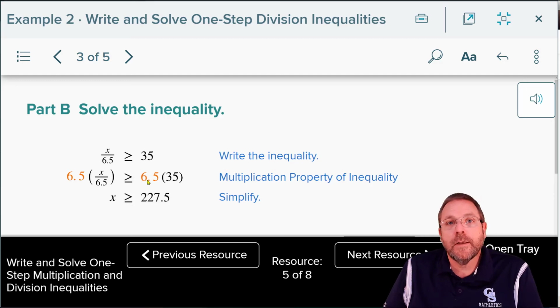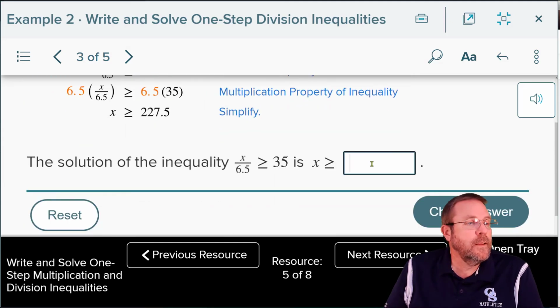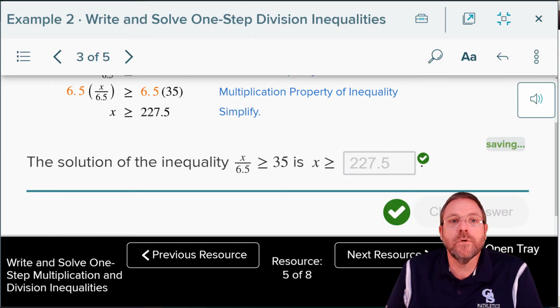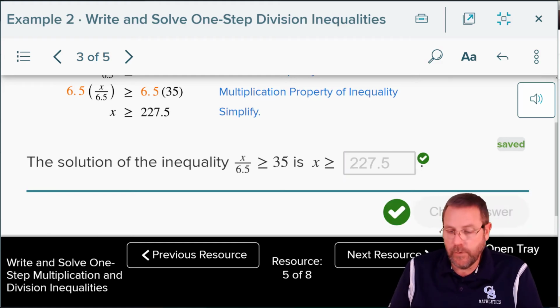And on the right-hand side, 6.5 times 35. That gave them 227.5. So what does that mean? That means x, also known as the total amount of wax that they need, has to be greater than or equal to the 227.5 ounces.